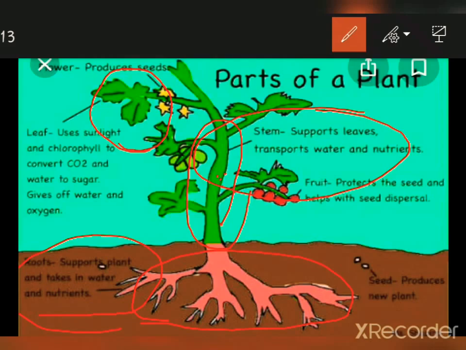What do they use for preparing the food? These are the carbon dioxide, water and sunlight in the presence of chlorophyll, which is present in the leaves. Next is the flower. Flowers grow into a fruit, and these are the flowers which produce seed. Next, fruit. It stores seeds, and when these seeds are put in the soil, they again grow into a new plant. So these are the functions of the parts of the plant.